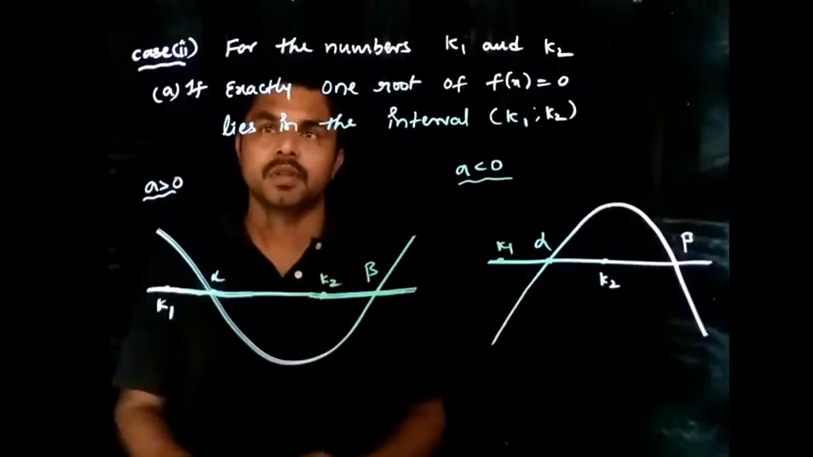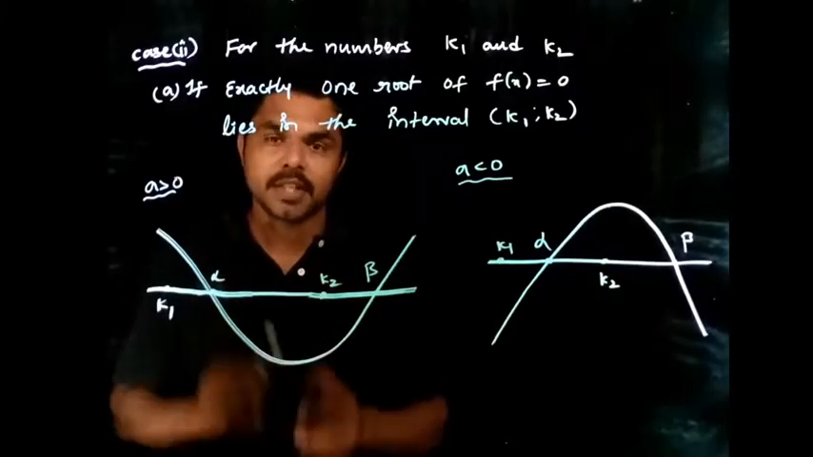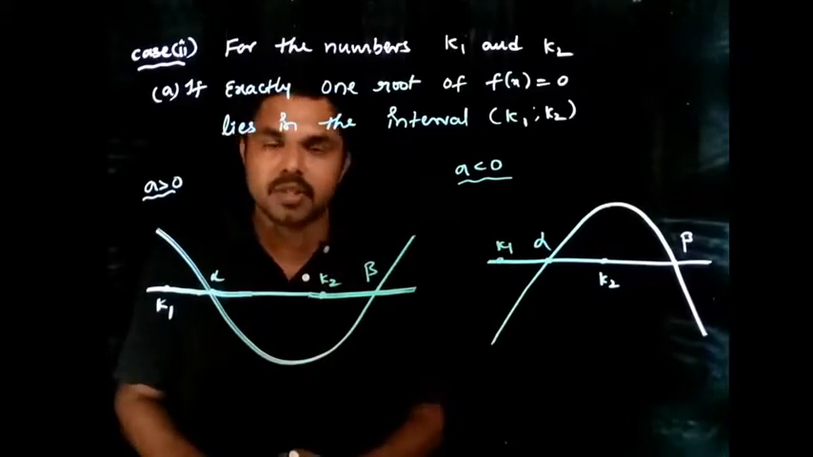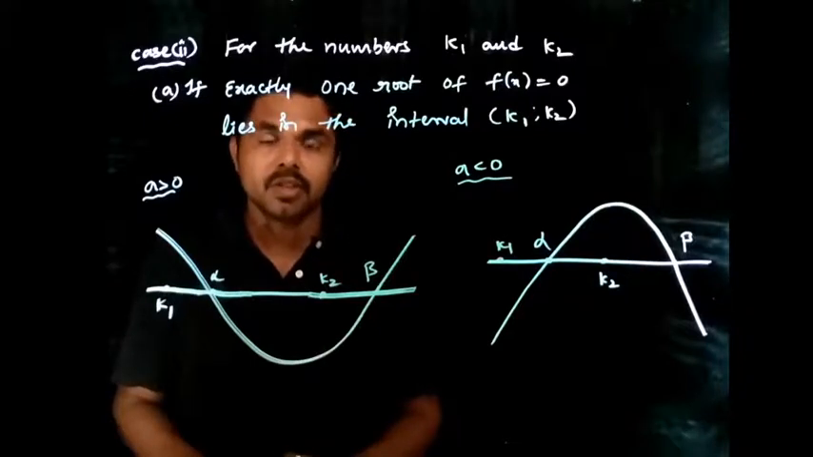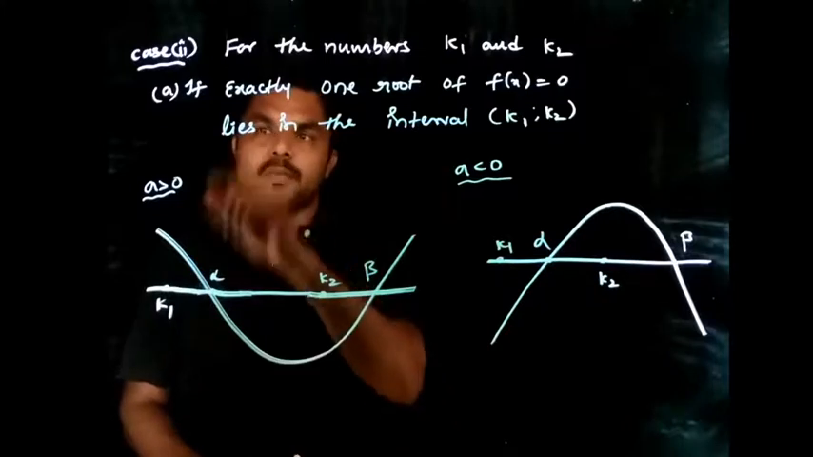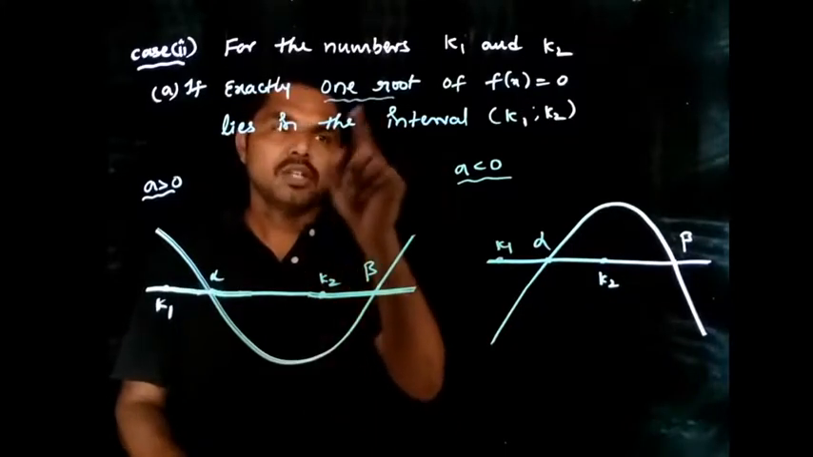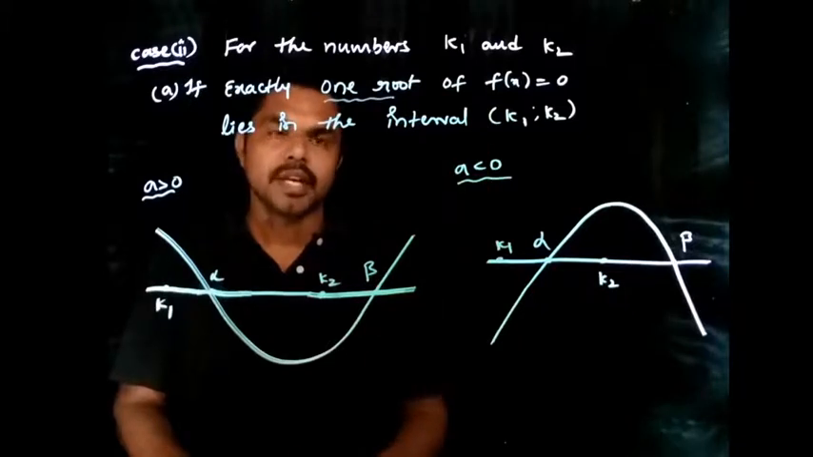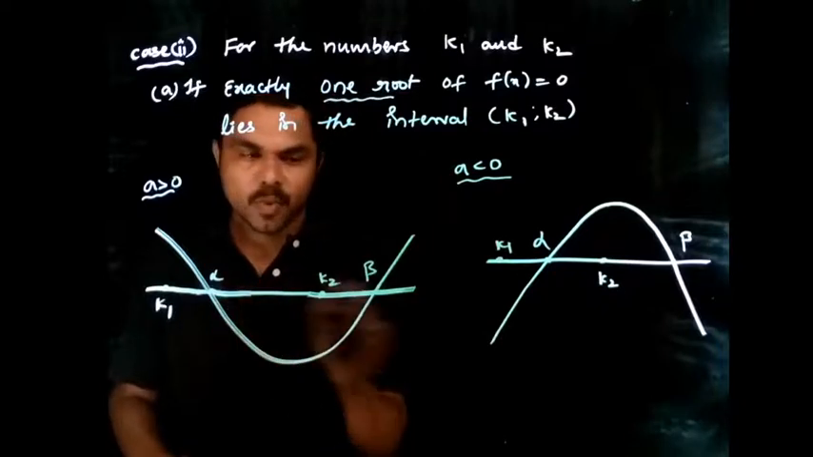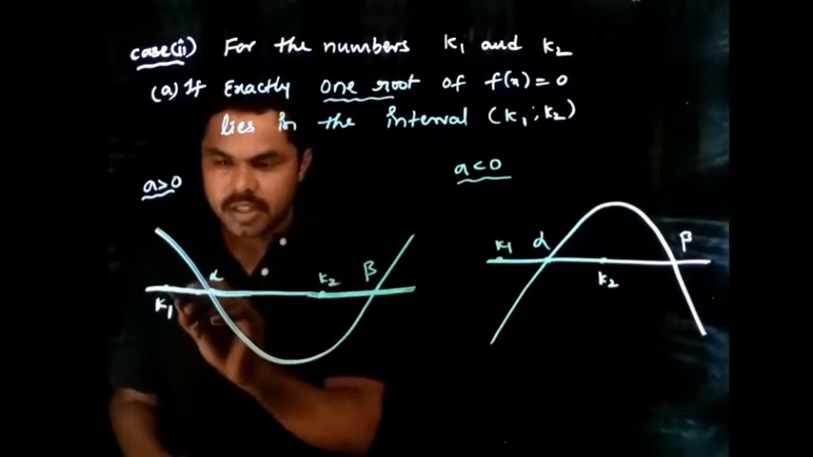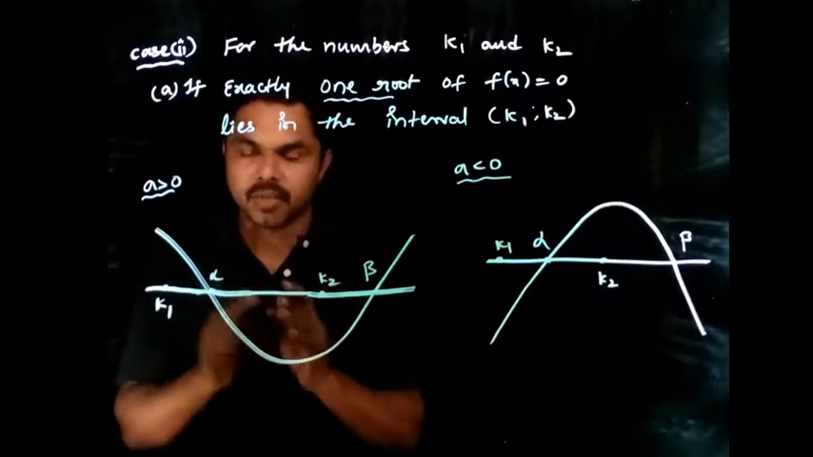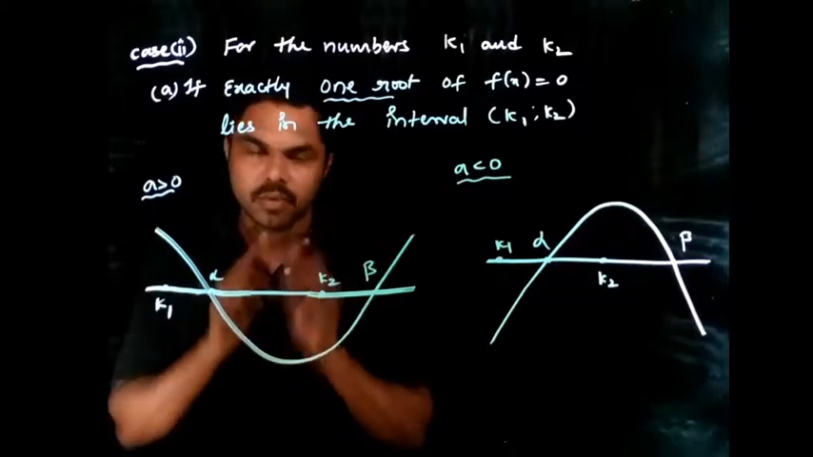Now case 2. Case 1 is completely discussed about the relation between the roots and a single constant. Case 2 is discussing the relation between two constants and the roots. Come to the first point in case 2. What is the first point? If exactly one root of f of x equal to 0 lies in the interval k1, k2, come to the graph. These 2 points are alpha, beta, and I took here k1 is here and k2 is here. Because k2 compared to k1 is always greater, okay? So k1 is less than k2, right?